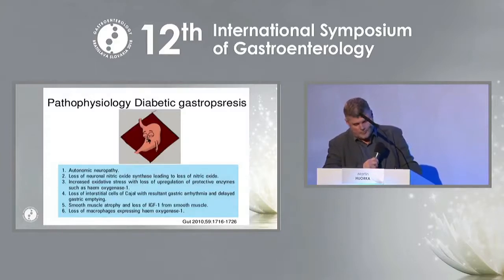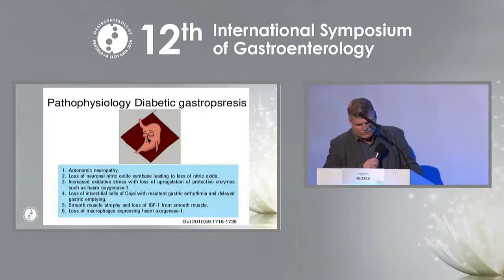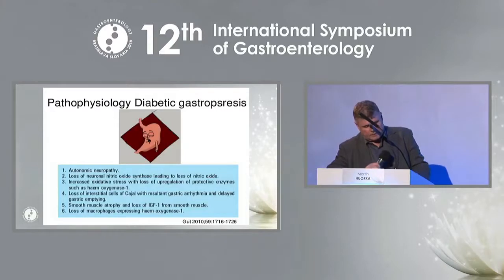Very shortly, on the pathophysiology of diabetic gastroparesis: it's autonomic neuropathy, loss of nitric oxide, increased oxidative stress, loss of interstitial cells of Cajal, smooth muscle atrophy, and loss of macrophages expressing heme oxygenase.